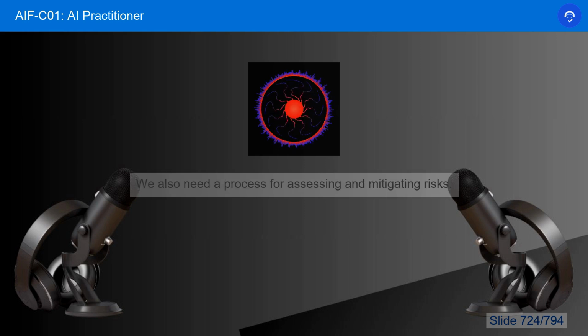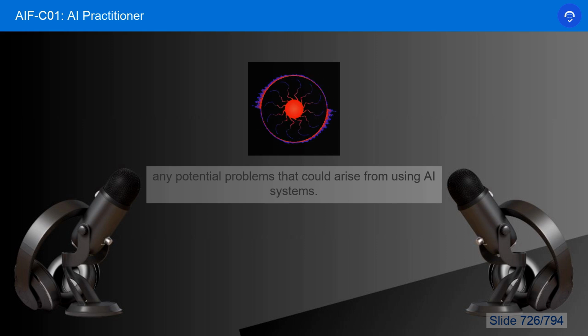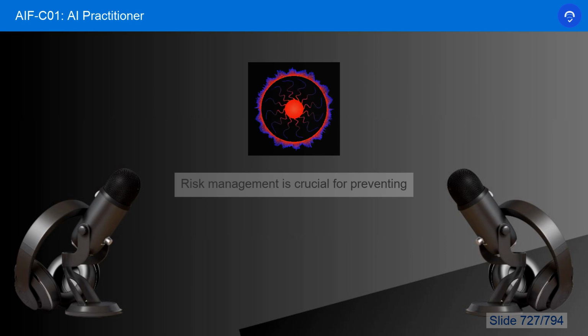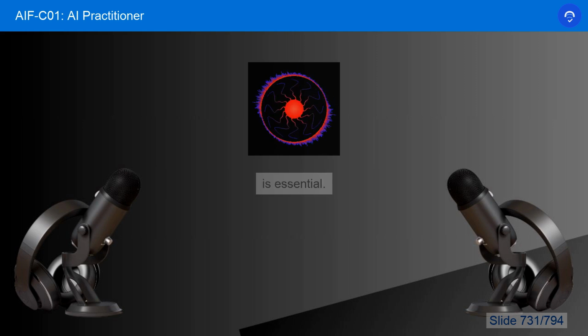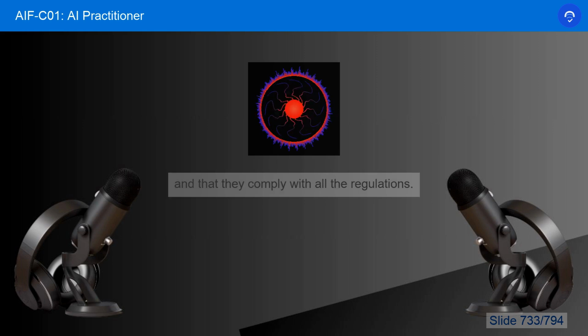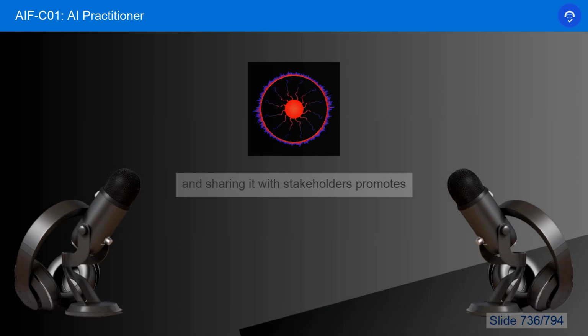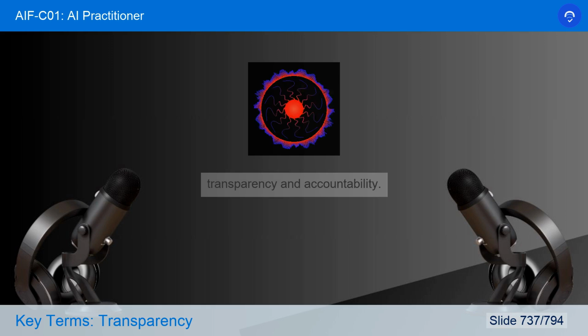We also need a process for assessing and mitigating risks, identifying and addressing any potential problems that could arise from using AI systems. Risk management is crucial for preventing any unintended consequences. What else is important for AI governance? Implementing monitoring and auditing procedures is essential. This ensures that our AI systems are being used as intended and that they comply with all the regulations. It's like a checks and balances system for AI. And documenting our AI governance framework and sharing it with stakeholders promotes transparency and accountability.